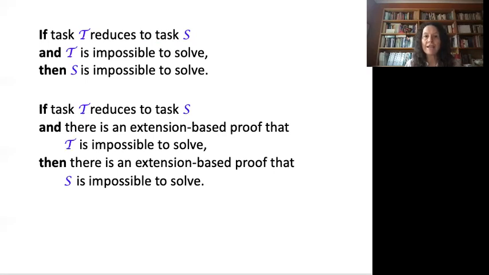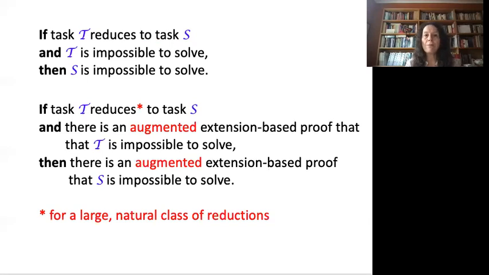Another natural question to ask is whether a reduction can be used to transform an extension-based proof from one task to another. Specifically, if task T reduces to task S, and there is an extension-based proof that T is impossible to solve, is there necessarily an extension-based proof that S is impossible to solve? Although Cayman and I didn't completely answer this question, we came very close. Specifically, we defined a larger class of proofs, which we called augmented extension-based proofs, and showed that many reductions can be used to transform an augmented extension-based proof from one task to another.